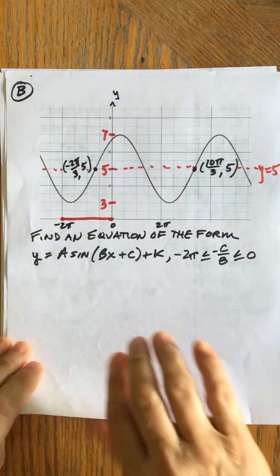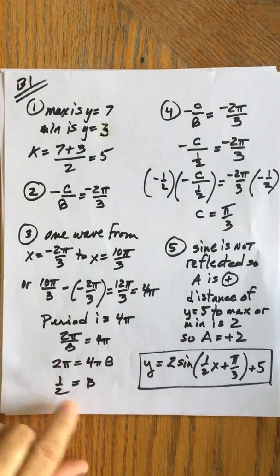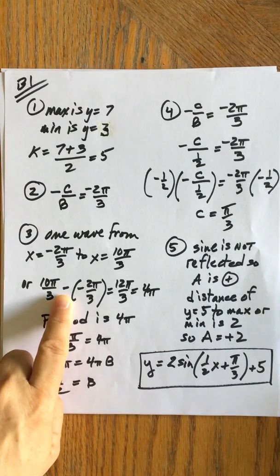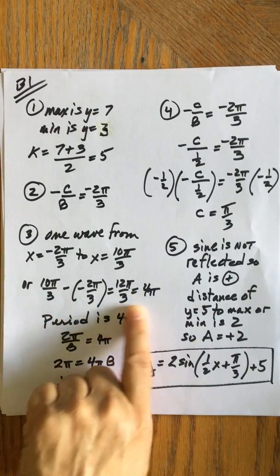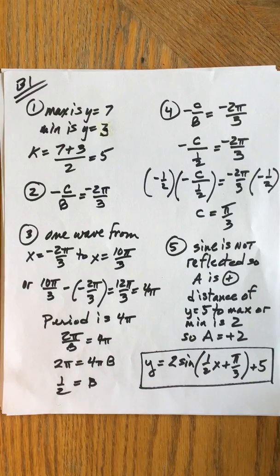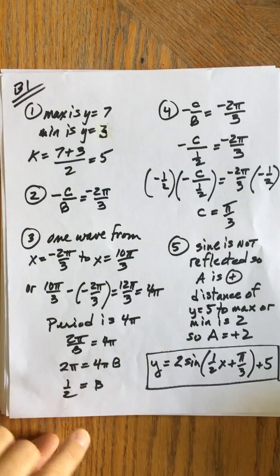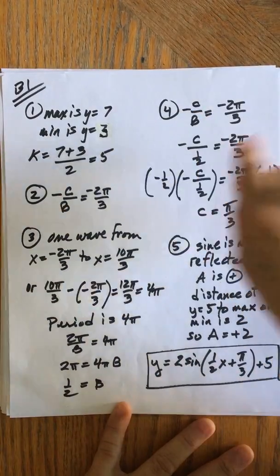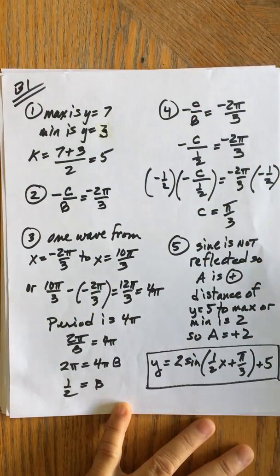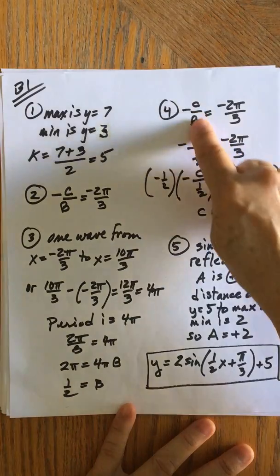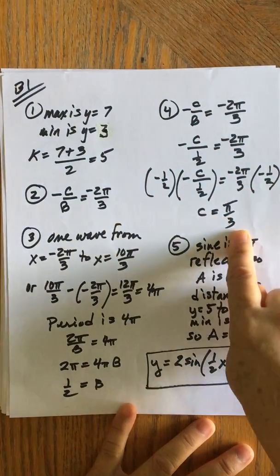So what's the difference? Well, if I go from 10 pi over 3 minus a negative 2 pi over 3, that gives me 12 pi over 3 or 4 pi. So the period is 4 pi again. Woohoo, big surprise. And so we have B is a half. Then I use that to plug it back into my phase shift, negative C over B. So I put in the half, solve for C, and I get pi over 3.